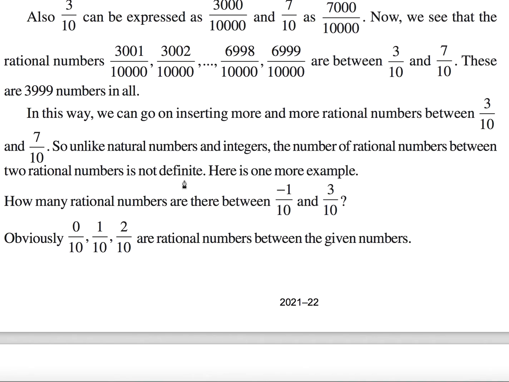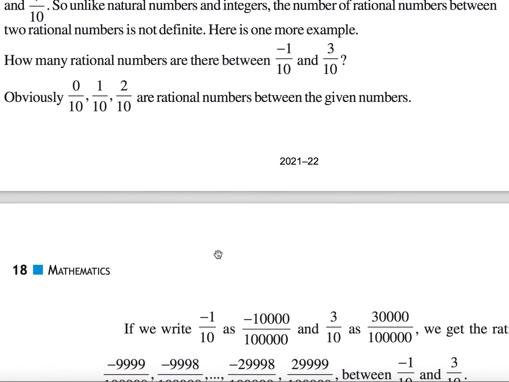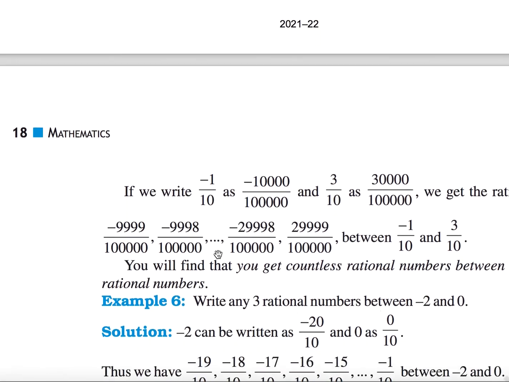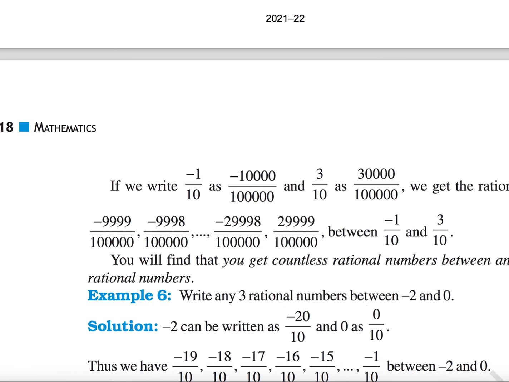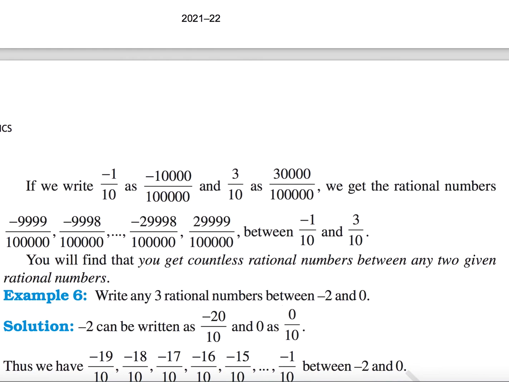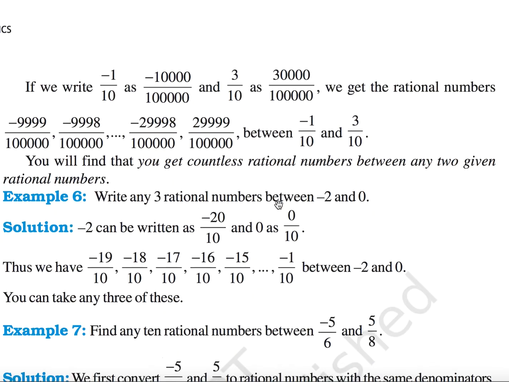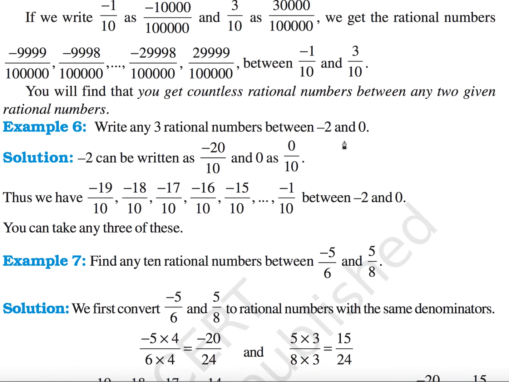Let's see one more example. How many rational numbers are there between minus 1 by 10 and 3 by 10? Again, you go through a similar process, and you will get countless rational numbers between any two given rational numbers. Write any three rational numbers between minus 2 and 0.